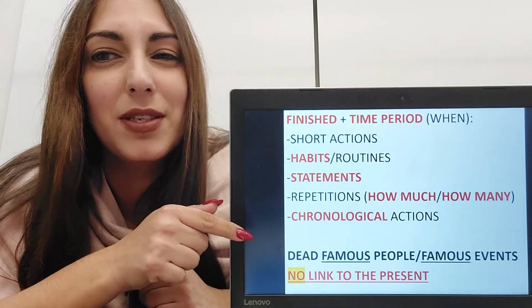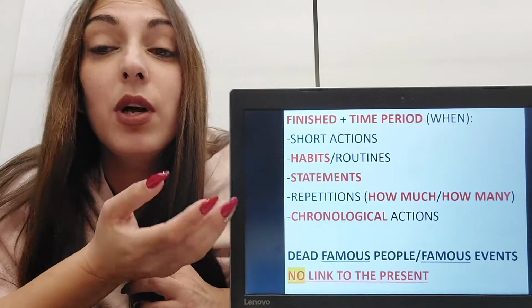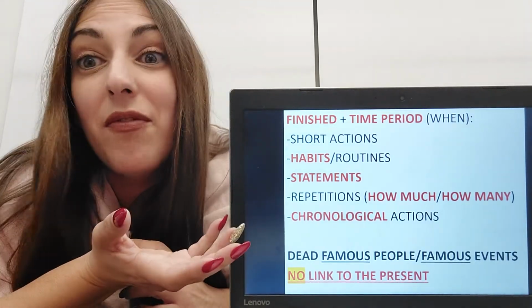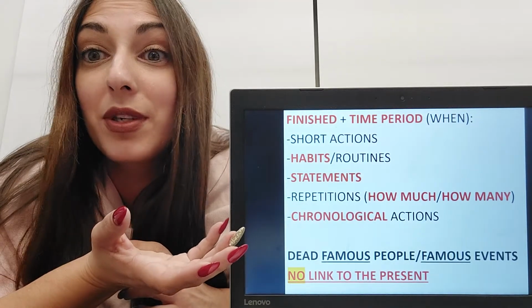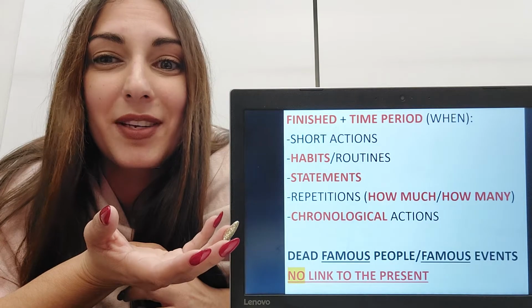I wouldn't really use past simple for someone who's alive. Or famous events like World War I, World War II. So these things don't need a time period because they're obvious. We can Google them. If you can Google something, it's obvious that you know the time period.